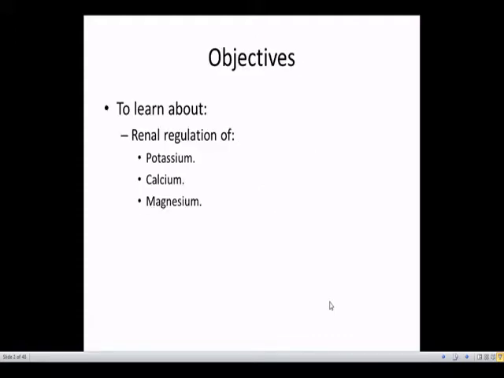The objectives of today's lecture are to learn about renal regulation of potassium, calcium, and magnesium.